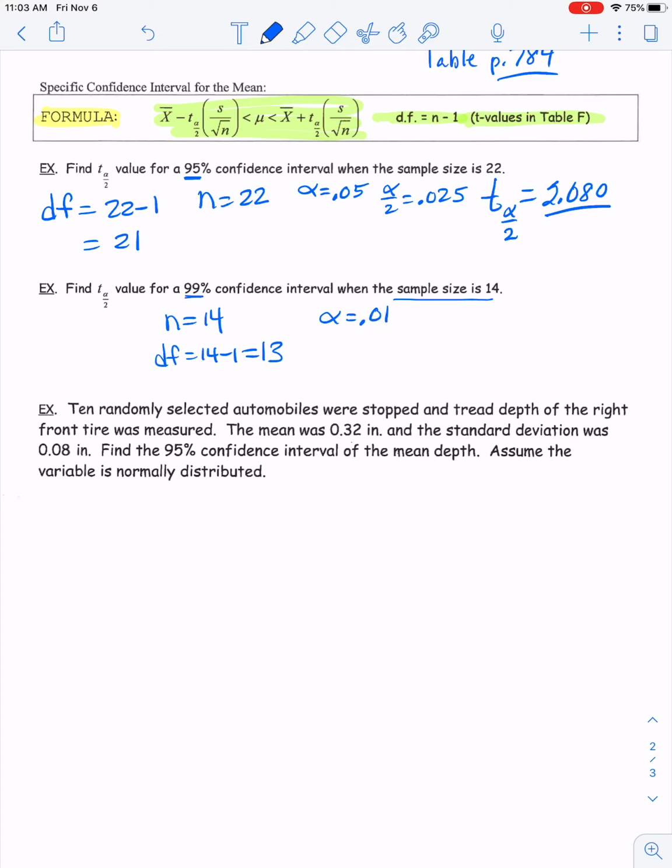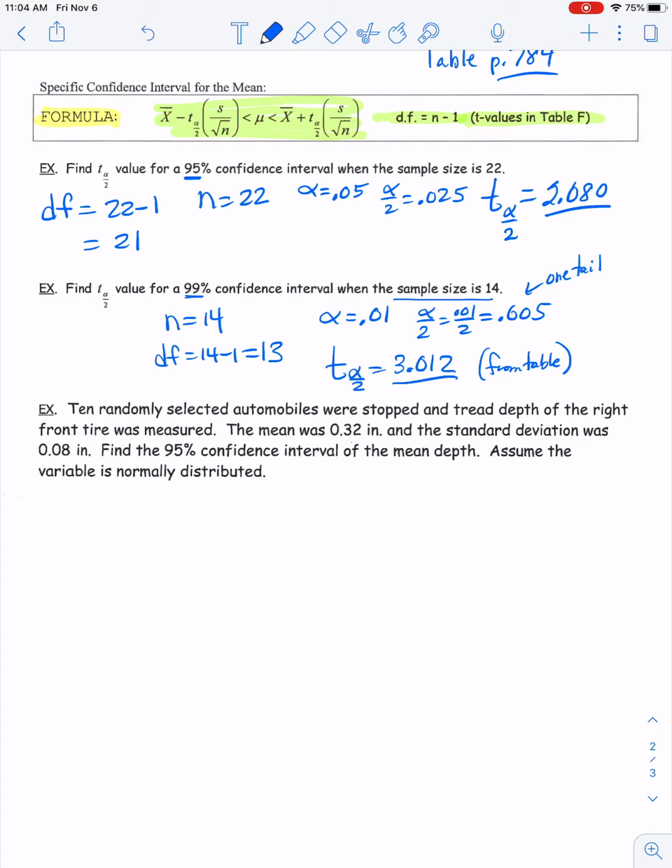So that's the total in the tails. Alpha over 2 is for one tail. So 0.01 divided by 2 is 0.005. Remember, that's for one tail. Then if you were to use a table, t alpha over 2 is 3.012, and again, that's from the table. No table, you wouldn't be able to look that up and tell me that information. All right, let's try a full example and put this formula to work.